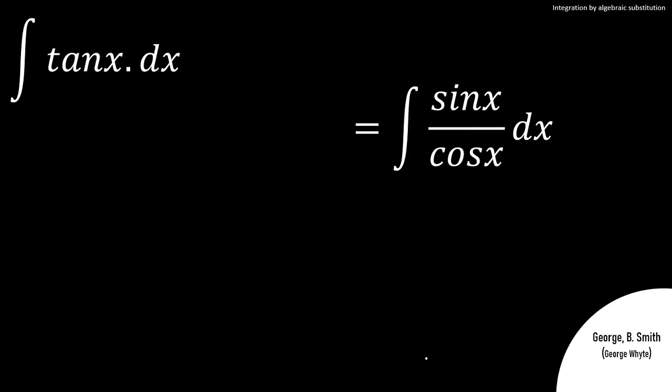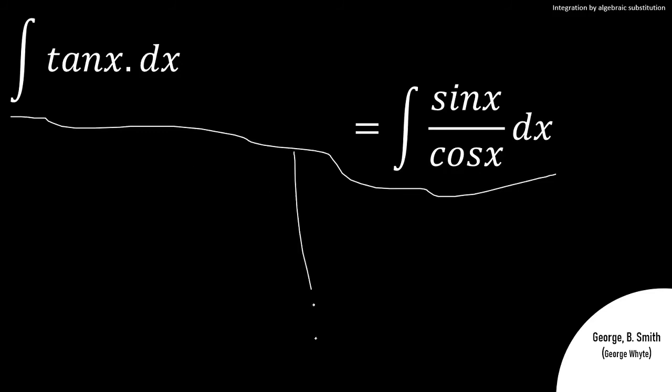Now we have the integral of tan x dx. If you integrate tan x, the first thing you need to do is to transform this. When you transform this, it is going to be the same thing as sine x all over cos x. So now we have a fraction, we have a denominator. So our best guess is, let's take the denominator.